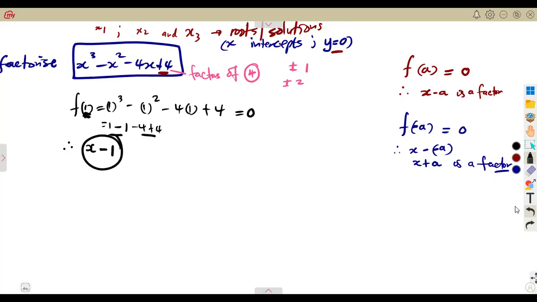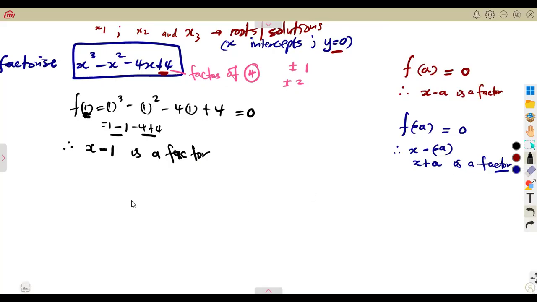x minus 1 is a factor. So we are now talking of a factor. What's the purpose of a factor? The purpose of a factor is that we use it to divide. Long division.